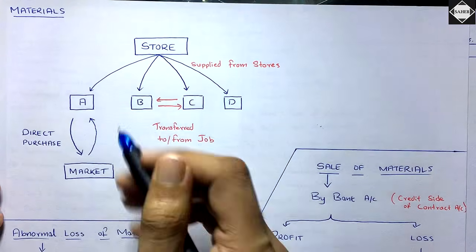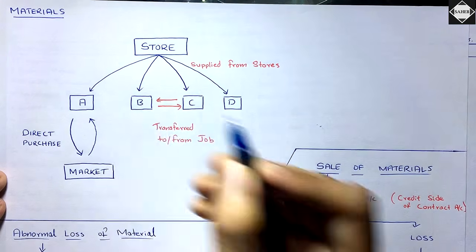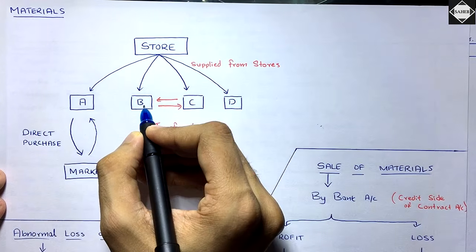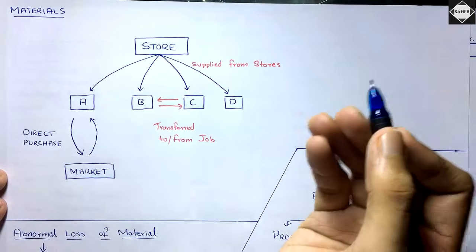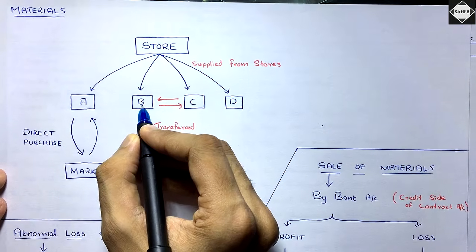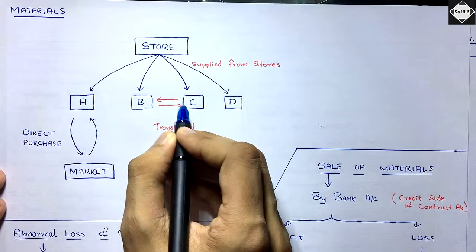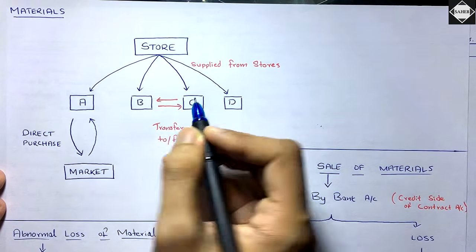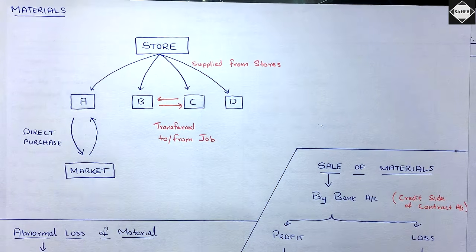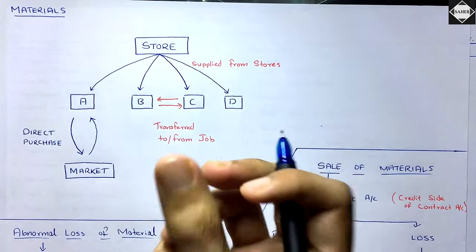Sometimes, let's say the B contract immediately requires some materials, and they don't have time to go to the market or the store because they are very far. So what they can do is directly take the material from the other side. The people from this side will go to the site C, to the contract C, and from there they will get the materials. That can also happen, inter-transfer of materials.